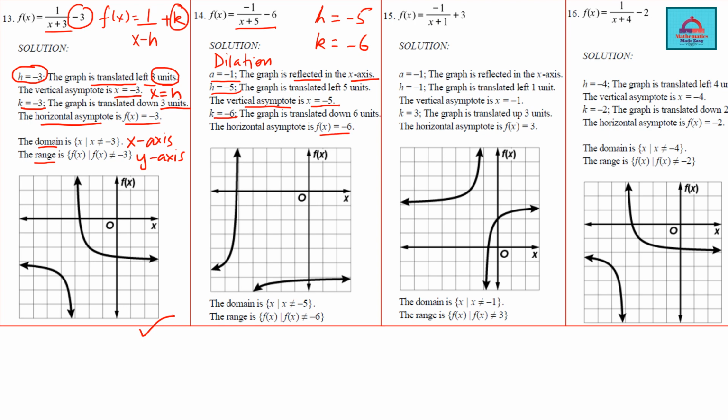So the domain is going to be the set of all x such that x is not equal to -5, and the range is going to be the set of all f(x) such that f(x) is not equal to -6. So these are the domain and range. In a similar way, you can do questions 15 and 16. The same concept will be used, and for domain and range, remember, we are removing the values where you have the vertical and horizontal asymptotes.